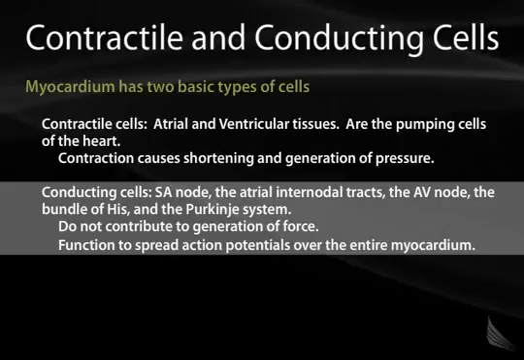The sinoatrial cells do not contract, but they're able to generate a pacemaker potential, which causes the heart rhythm to occur. The atrial internodal tracts, also known as Bachmann's bundle, are also part of this conducting cell classification. They're similar to the Purkinje fibers in the ventricle. The AV node is another pacemaker cell that's located between the atrium and the ventricle. The bundle of His and the Purkinje system are fibers that, again, do not contract, but they do generate a signal that is able to travel quickly from the atrioventricular node to the myocytes in the ventricle.